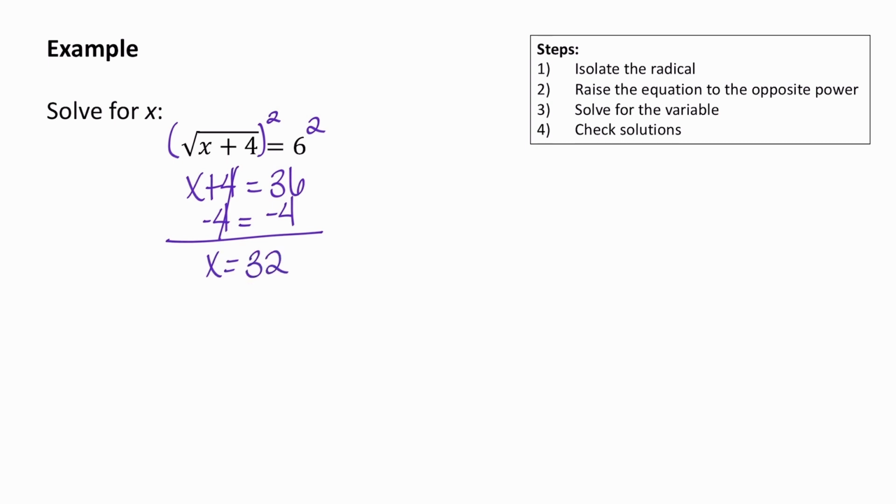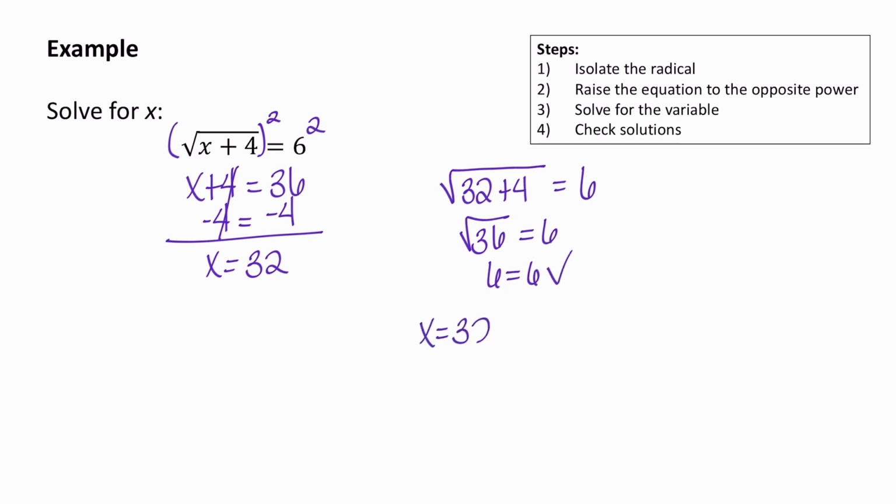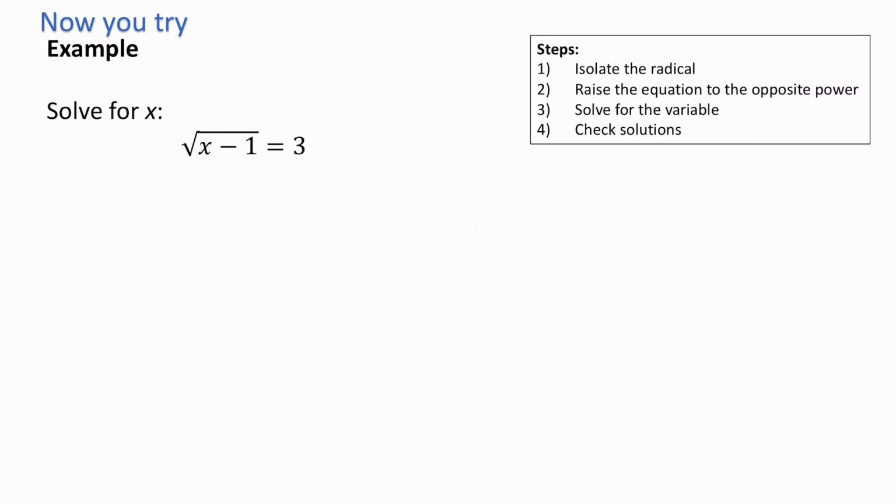So now we need to check our solutions by plugging it back in. So we have 32 plus 4, and we're checking if the square root of that equals 6. That does in fact equal 6 because we have the square root of 36 equals 6, which tells us that 6 equals 6. So x equals 32 is the solution to this equation. So now you can go ahead and pause the video and try this example on your own.